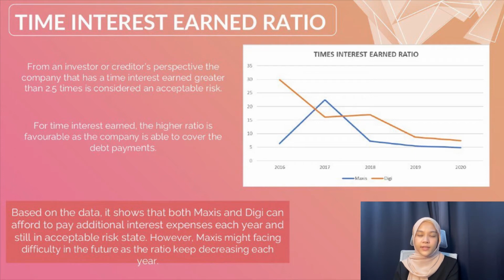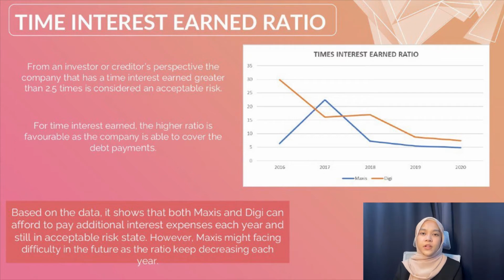From an investor or creditor's perspective, a company that has a times interest earned greater than 2.5 times is considered an acceptable risk. For times interest earned, a higher ratio is favorable as the company is able to cover the debt payments. Based on the data, both Maxis and DG can afford to pay additional interest expenses each year and are still in an acceptable risk state. However, Maxis might face difficulty in the future as the ratio keeps decreasing each year.